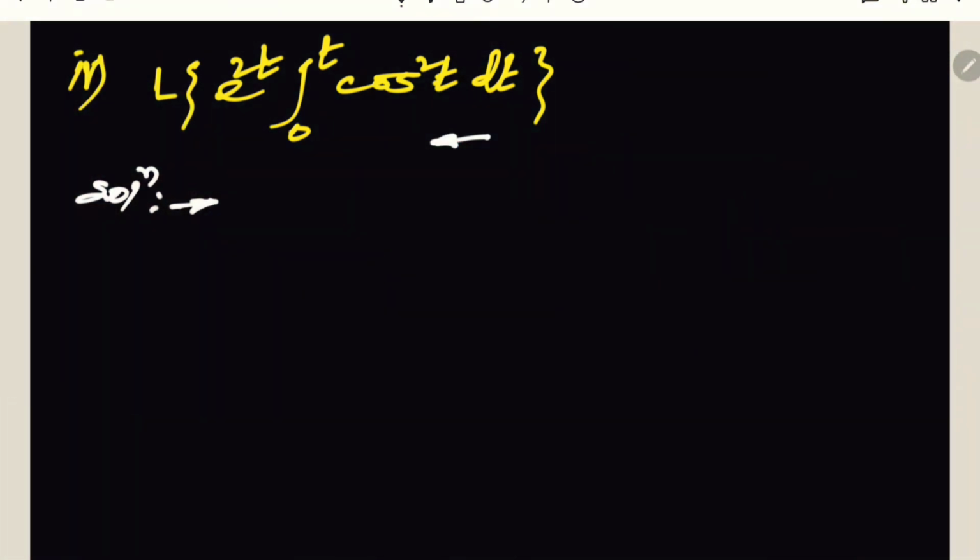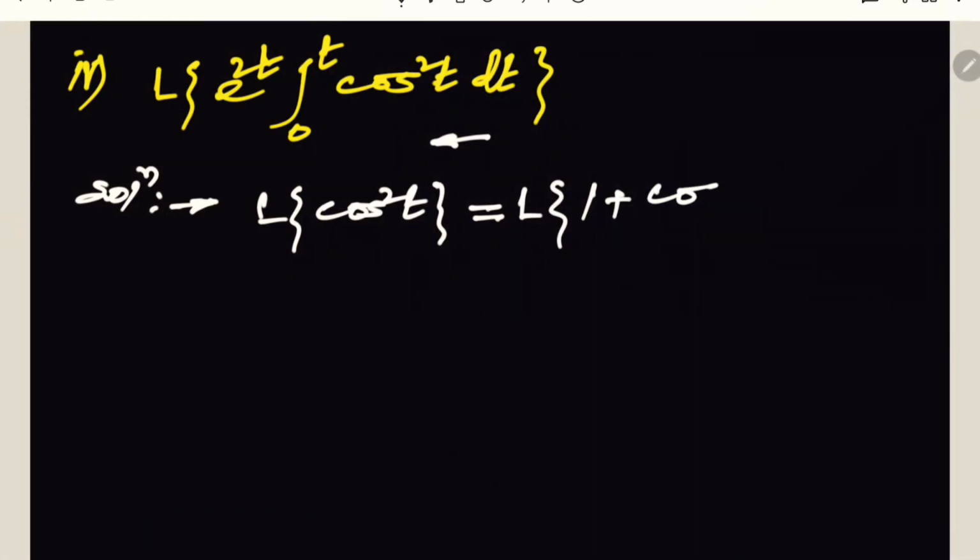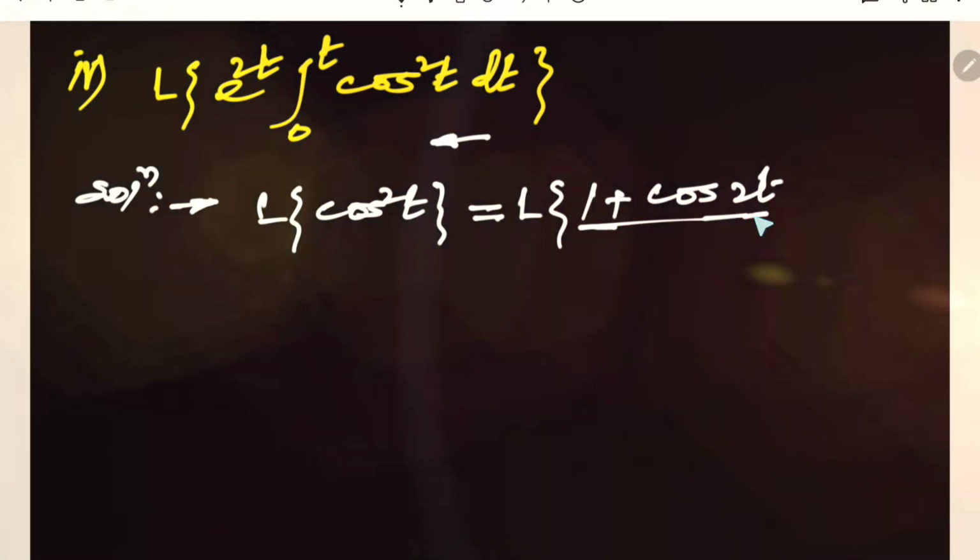Fourth example, find Laplace of e raised to 2t integration from 0 to t of cos square t dt. Again from right to left, first we find Laplace of cos square, then Laplace of integral, and then first shifting theorem. Therefore, Laplace of cos square t, directly we are not able to get it, therefore we have to rewrite it as 1 plus cos of 2t divided by 2.